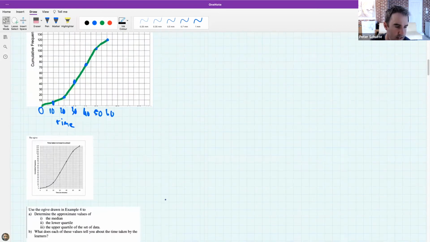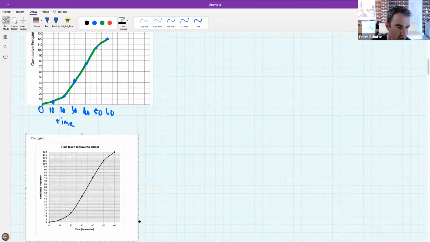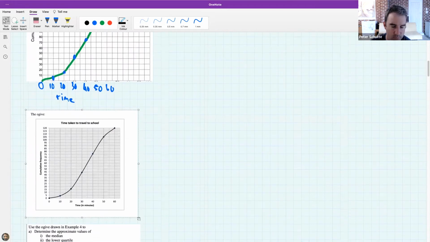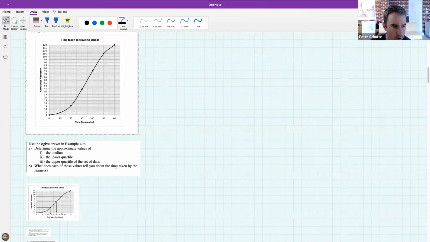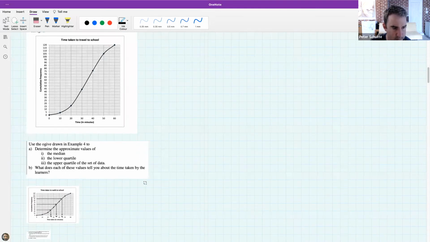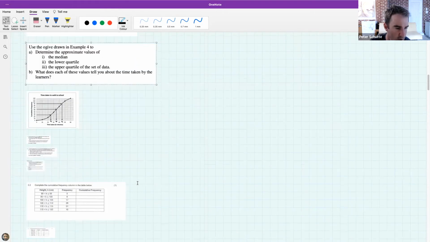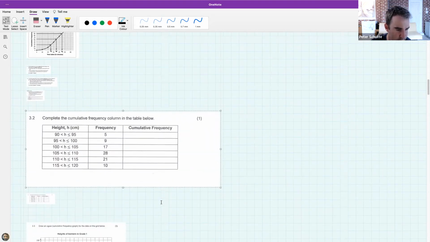So let's do that. So this is what the perfect answer would look like, but you can see exactly how we plotted that. Now, normally what happens is we would also ask a question about estimating the median, the lower quartile, and the upper quartile, but we'll come back to that at a later stage. For now, I want to practice another one of exactly the same thing.